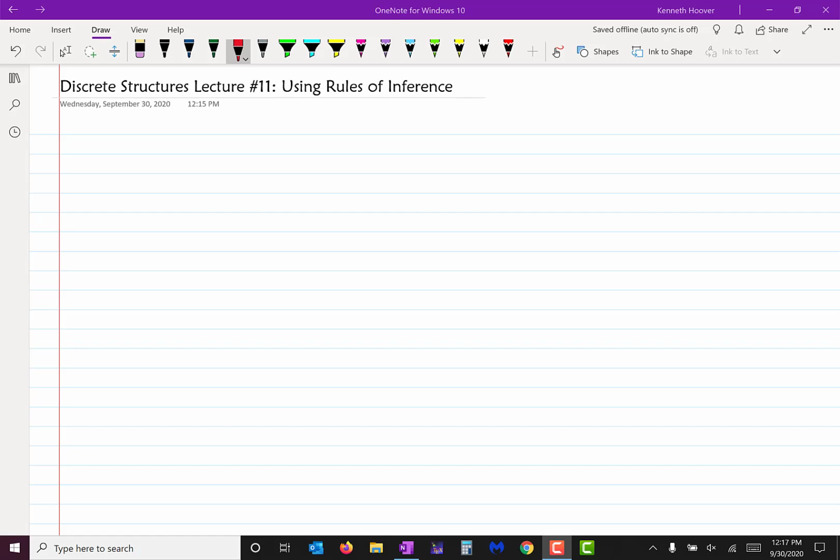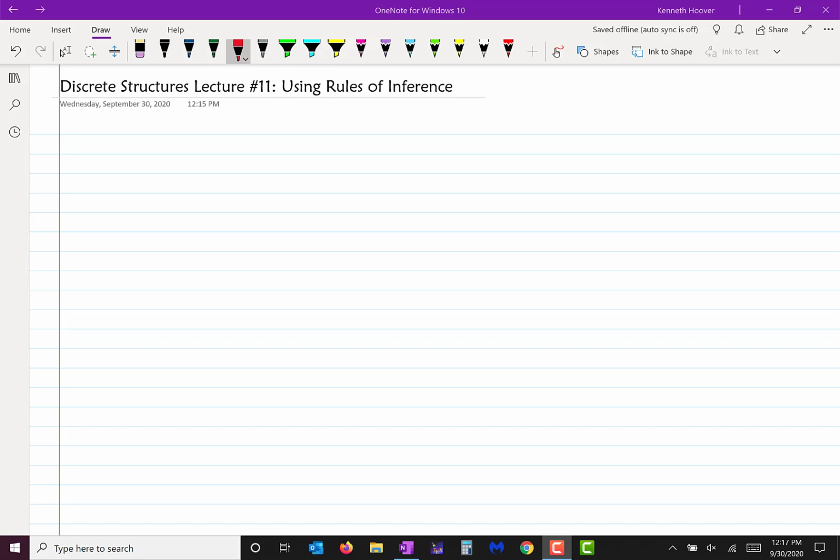Okay, in the previous lecture, we learned what a valid argument is, and we went over 6 types of arguments in particular that are known as rules of inference. And you're going to want to have those notes with you because we're going to use those rules of inference today. I'm going to show you how to use those to construct a larger argument.